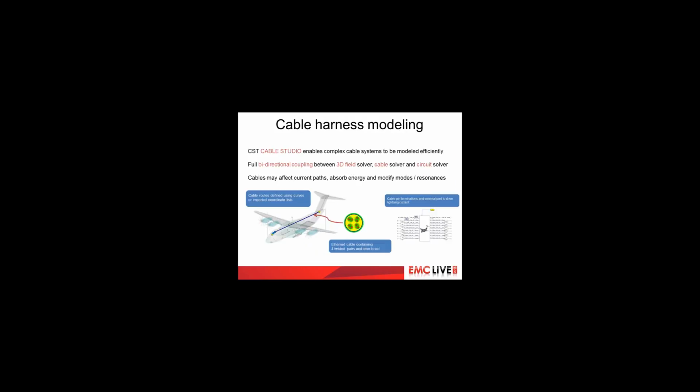As mentioned earlier, CST Cable Studio is ideal for modeling complex cable harnesses. The cable route is specified using curves or imported lists of coordinates, and the cable cross-sections may be defined and attached to these routes. Many different cable types can be simulated. In this case, we show a Cat5 Ethernet cable, which has 4 twisted pairs and an overbraid. Cable Studio uses a 2D field solver to extract the cable parameters and then co-simulates with the 3D transient field solver. As mentioned before, we can do this in a bidirectional coupling mode.